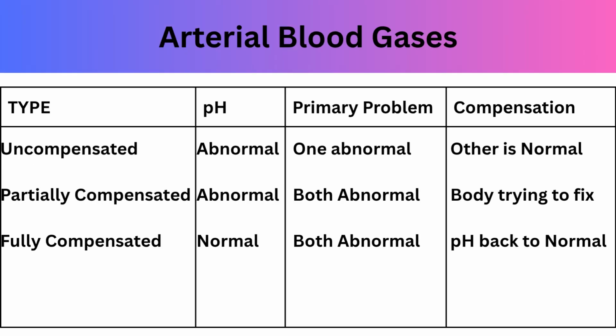We move on now to compensation. The body tries to fix the imbalance using lungs or kidneys. Uncompensated: pH is abnormal, and either carbon dioxide or bicarbonate is normal. Partially compensated: pH is still abnormal, but the other value is trying to fix it. Fully compensated: pH is normal, but carbon dioxide and bicarbonate are abnormal. Think of it as teamwork between lungs and kidneys.